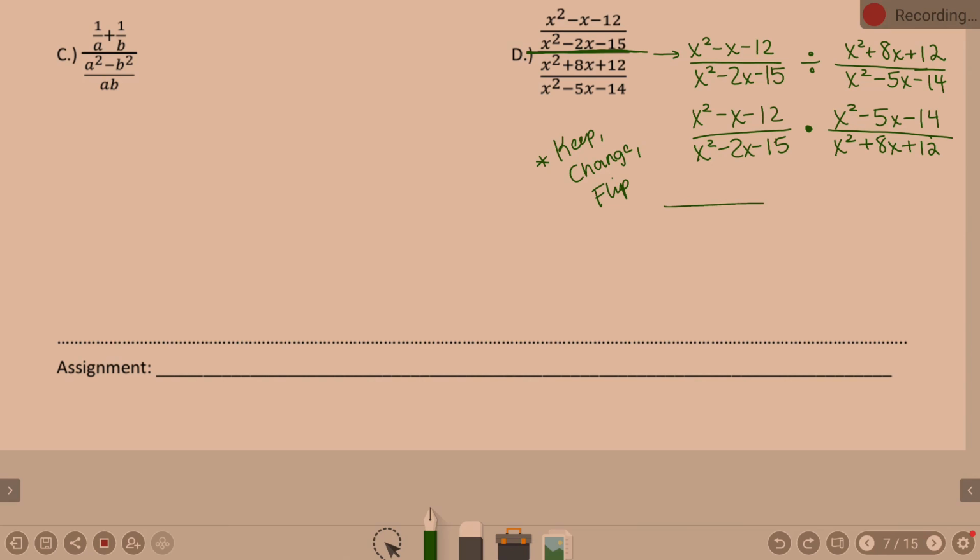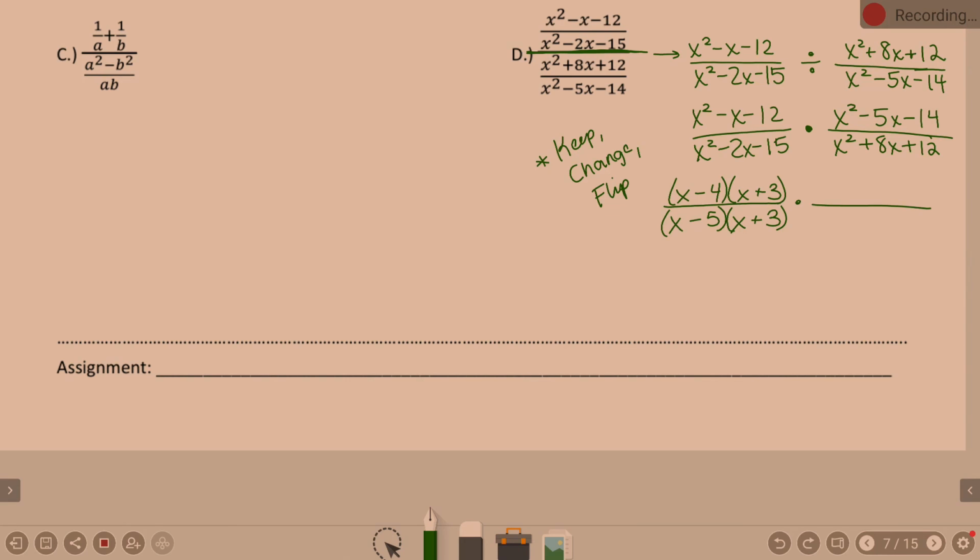Okay, here we go. x squared minus x minus 12. Two parentheses, x and x. Give me some numbers. Okay. Minus 4, plus 3. Multiplies to be negative 12, adds to be negative 1. Denominator, x squared minus 2x minus 15. x and x. Minus 5, plus 3 would multiply to be negative 15 and add to be negative 2.